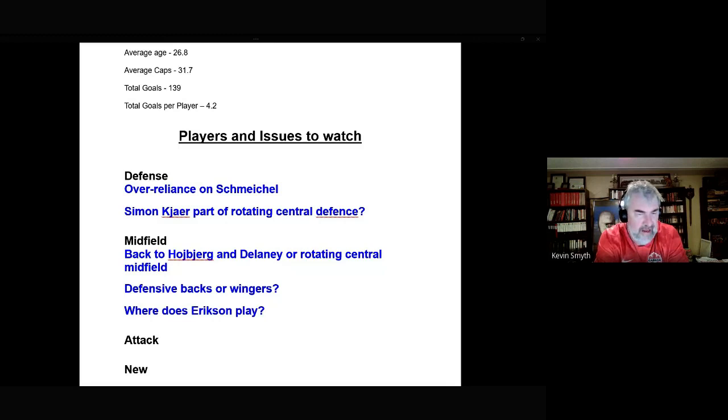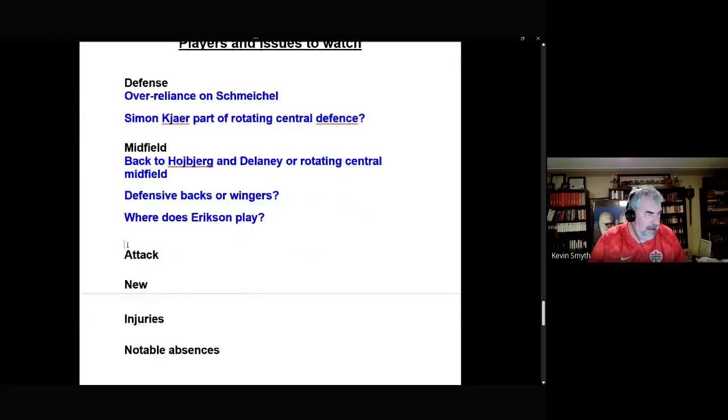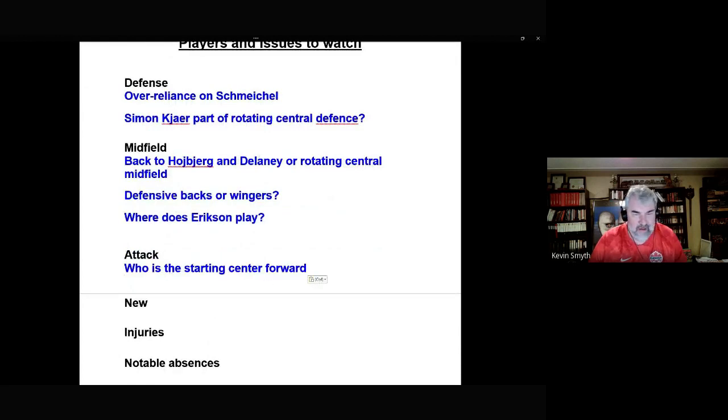And once, I think, as an attacking left midfielder, but his actual position is an attacking midfielder, probably in the center. So will they change up that formation to allow for his position to be used? And finally, in the forward line, who is going to be the starting centre forward?